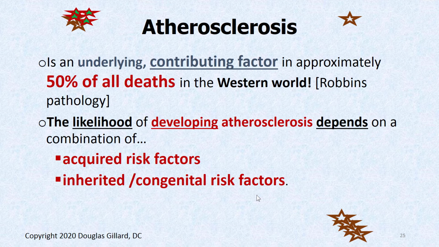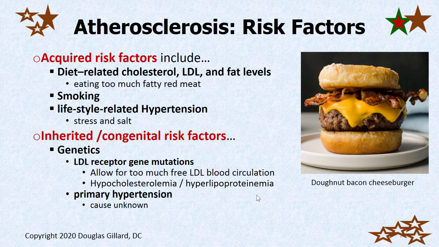Robbins says it's a 50% contributing factor in almost all deaths in the Western world. Why do you develop atherosclerosis? It's a two-pronged approach. Number one is inherited, congenital factors, like your LDL receptors don't work, right? They don't soak up LDLs like they're supposed to, and too many LDLs can be all mischievous, as we'll see. And then there's acquired factors, just basically your diet and smoking, right? There's acquired factors right there.